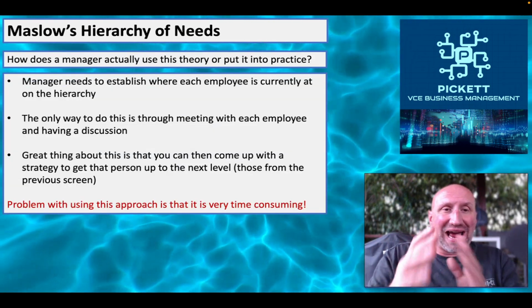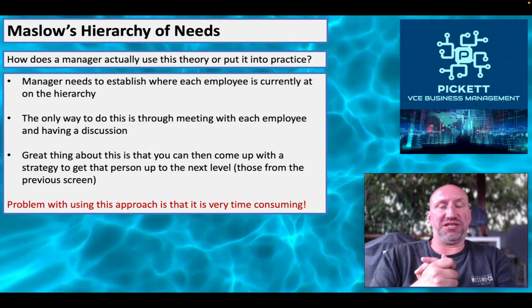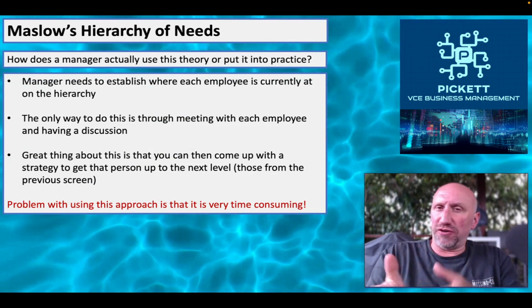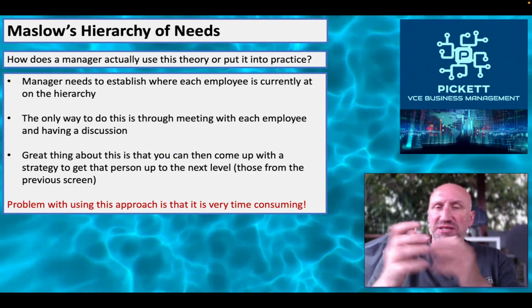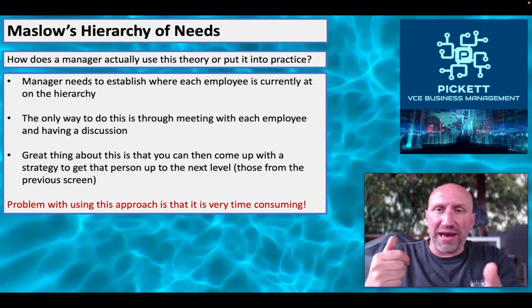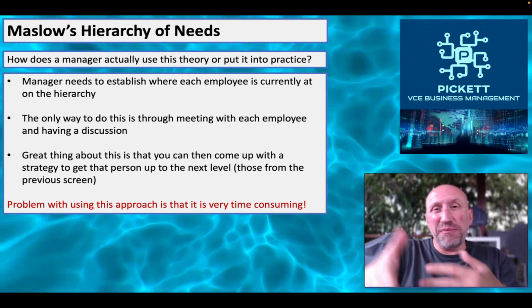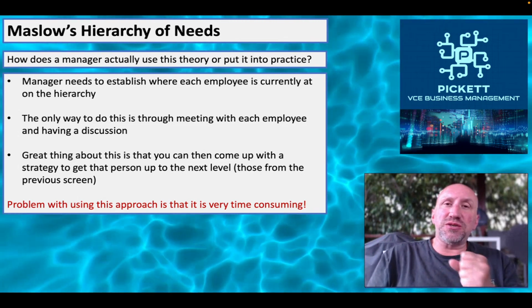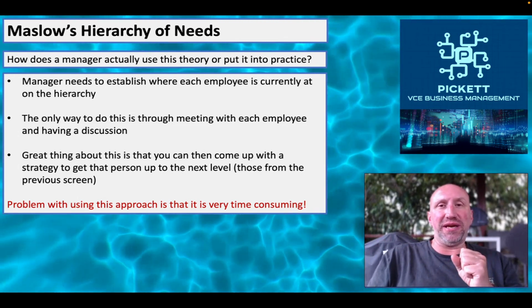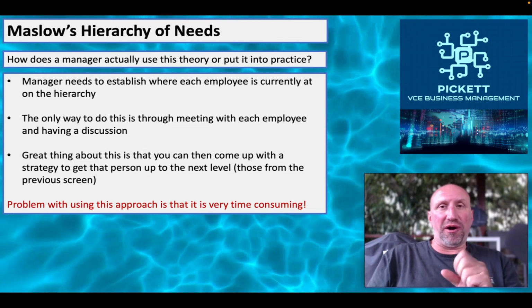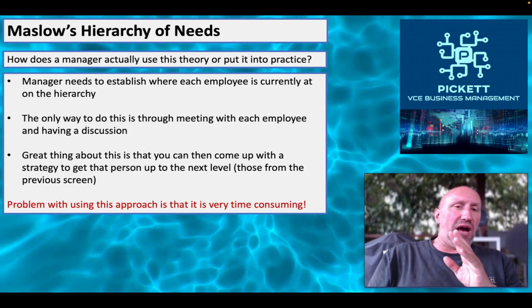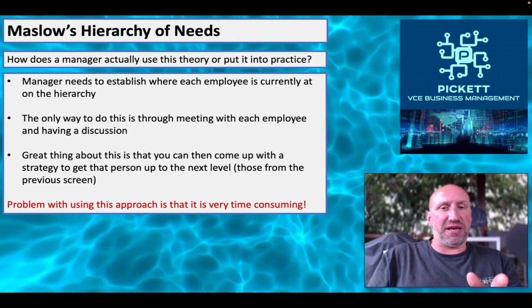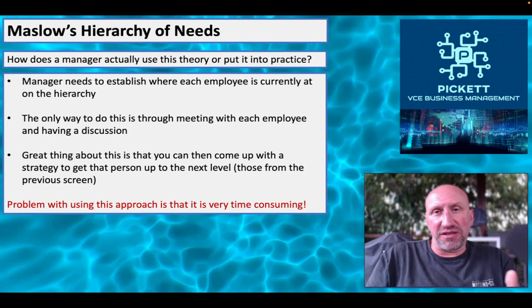So, how does the manager actually use this theory or put it into practice? Because often the questions around this say describe the theory and explain how the manager can actually implement the theory in the workplace. So, first off, you need to establish where each employee is currently at on the hierarchy. And realistically, the only way to do this is meeting with each employee and having a discussion.